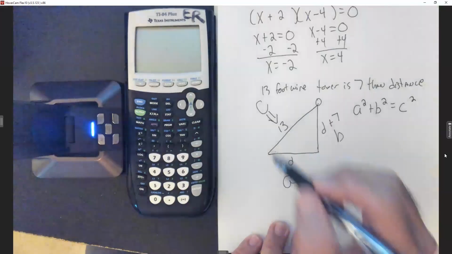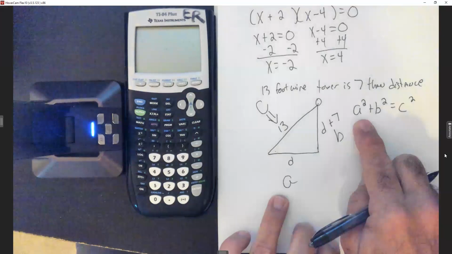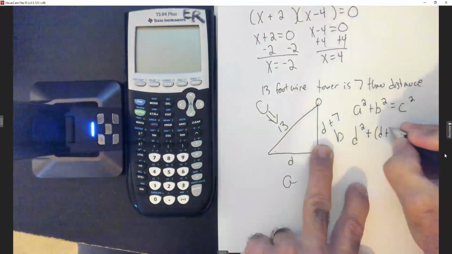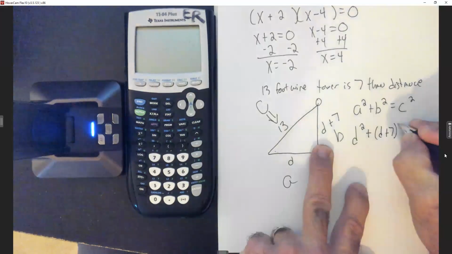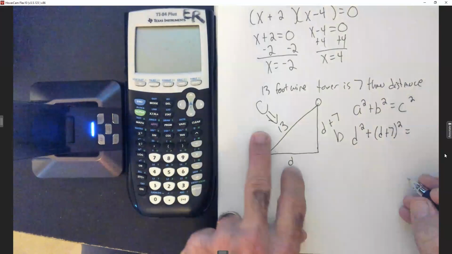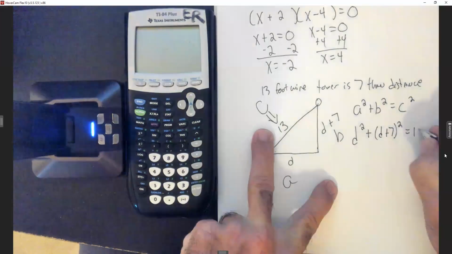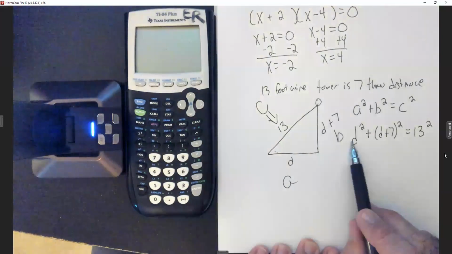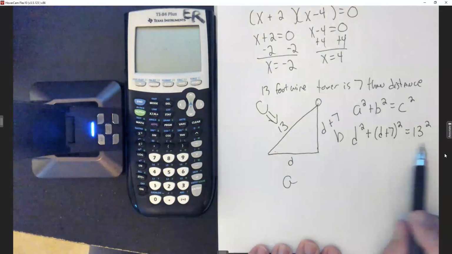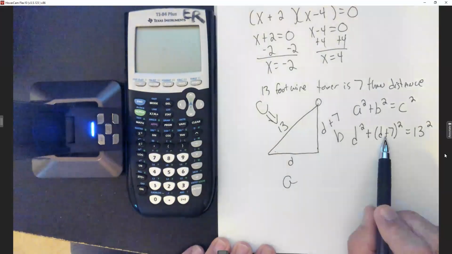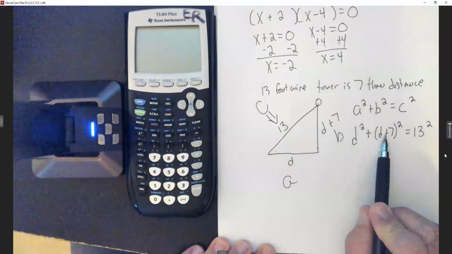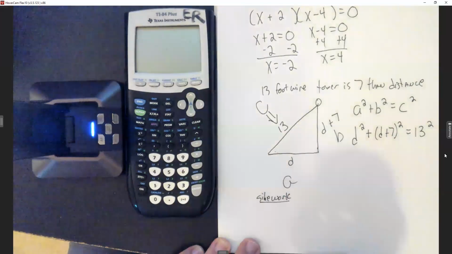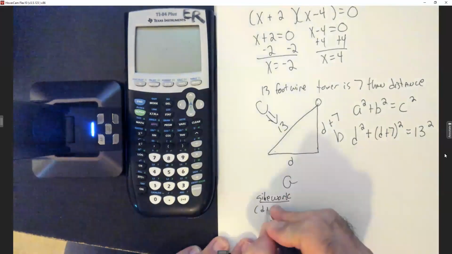So for my A squared, I'm going to put in D and square it. My B squared would be D plus 7 squared. That's going to equal C squared, which will be 13 squared. So this little equation right here is what I'm about to solve. And y'all, what I'm going to do first is figure out what D plus 7 squared is. So I'm going to do side work for that.